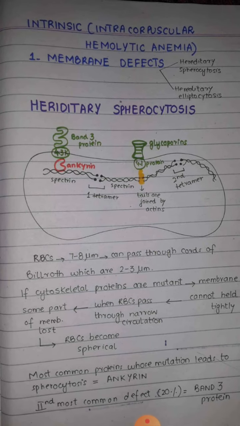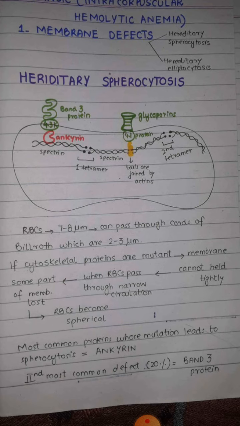Now we know that normally red blood cells are 7 to 8 micrometers in diameter, and these red blood cells can pass through very narrow capillaries, especially the capillaries of the cords of Billroth of the spleen, which are 2 micrometers in diameter. Now how can these red blood cells do so? Actually, these vertical and horizontal proteins present in the membranes of red blood cells allow the red blood cells to twist and turn, and in this way they can pass through very narrow capillaries.